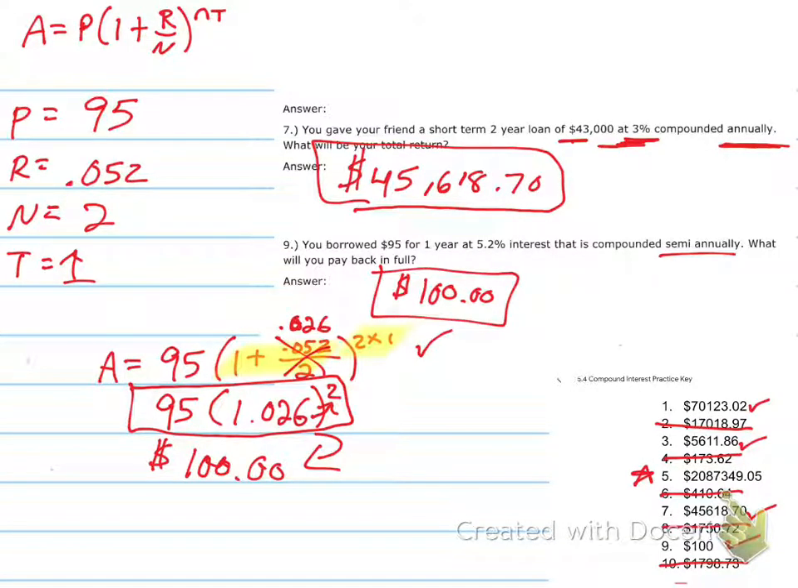So then if I borrowed $95 for a year and there was 5.2% interest and it was compounded semi-annually, that means I would get hit with that interest twice in 1 year. I would have to pay back $100. So again, if I borrowed $95 at those terms, I'd have to pay $5 back. So I'd be paying $5 for that loan.